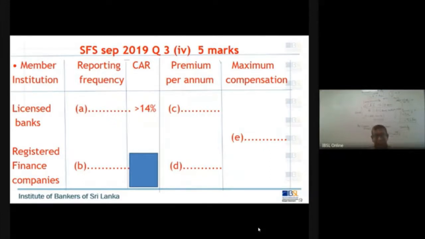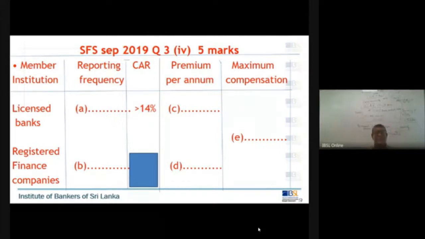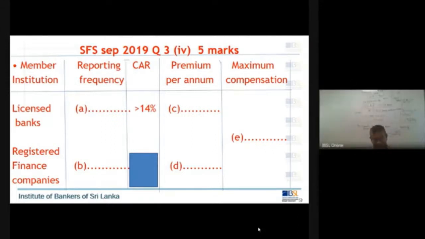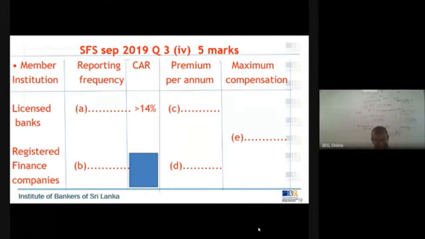B, registered finance companies' reporting frequency is what? Monthly. Good. Then C, what is the premium? 0.10%. Good. For the less than that, what should the answer be? 0.125%. Good, 3 marks. D? 0.15%. E? 600,000 rupees. Very good. Now you see, you easily obtain your 5 marks.